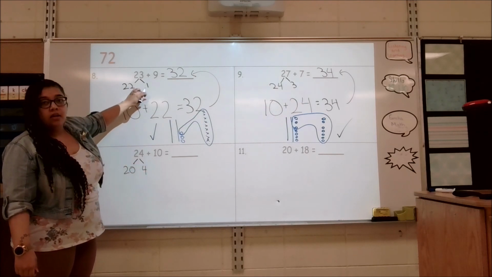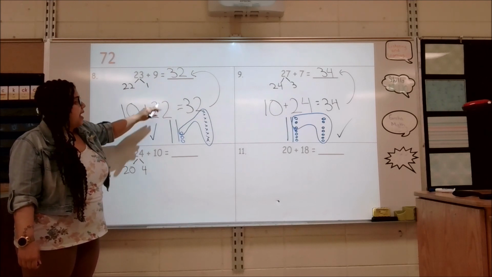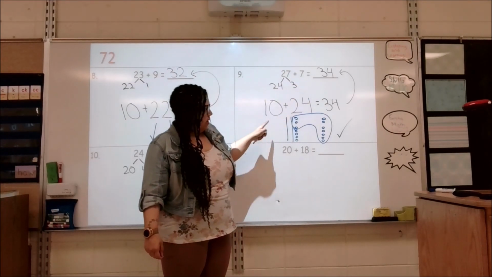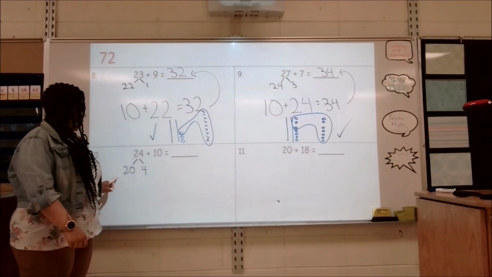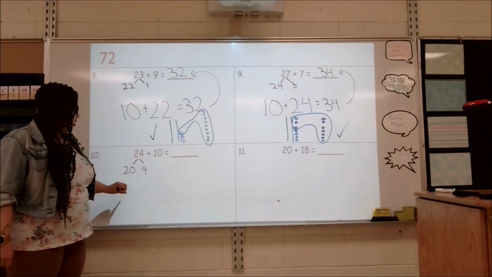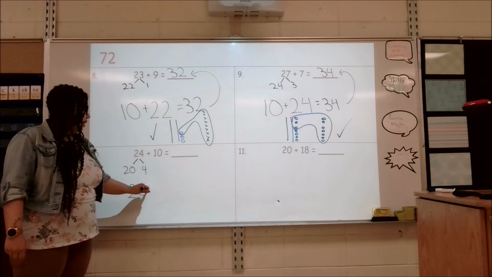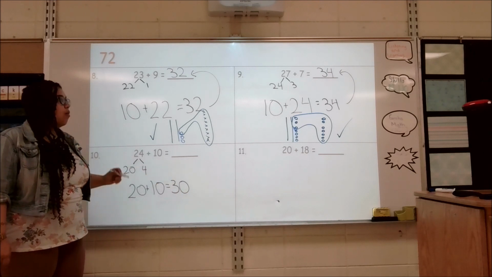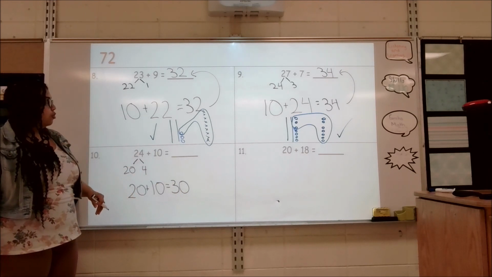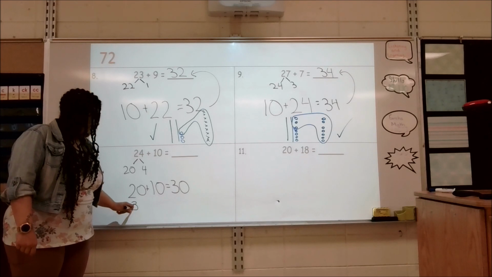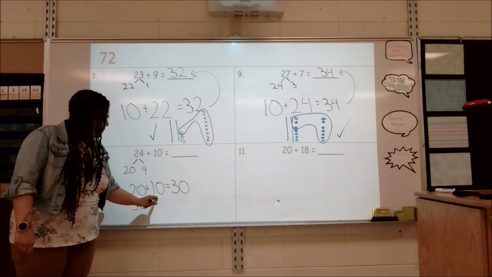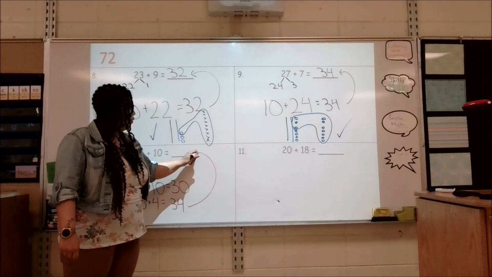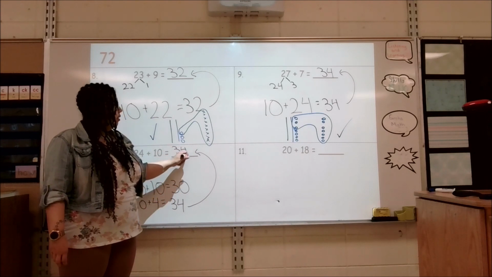Here what I did was I added my 1s first, and then I added on the other piece. I added my 1s, making a group of 10, and added on the piece. This time what I want to do is add my 10s first. I want to say 20 and 10 is equal to 30, and then I want to add the 4 more. 30 plus the remaining 4 equals 34, which means 24 plus 10 is also 34.